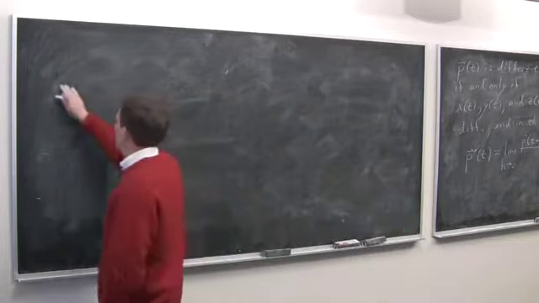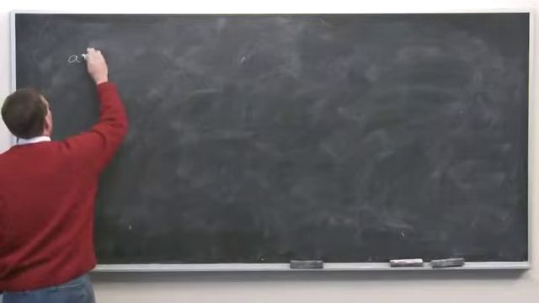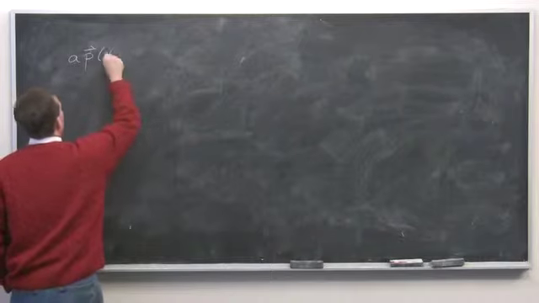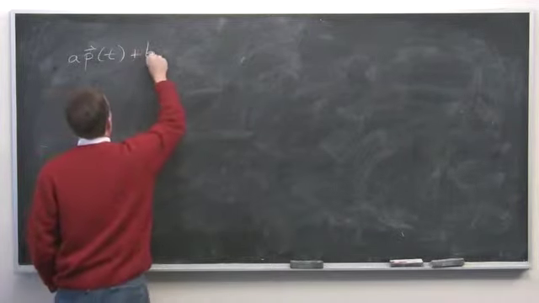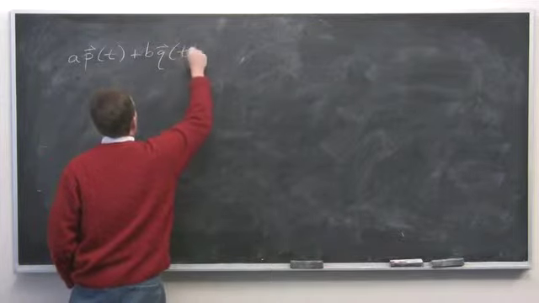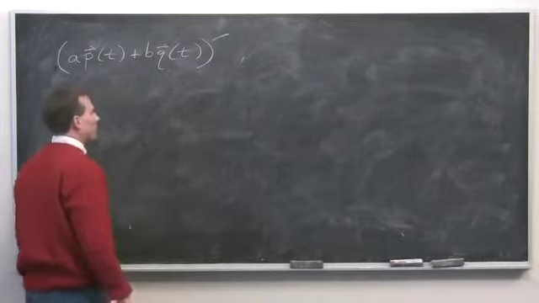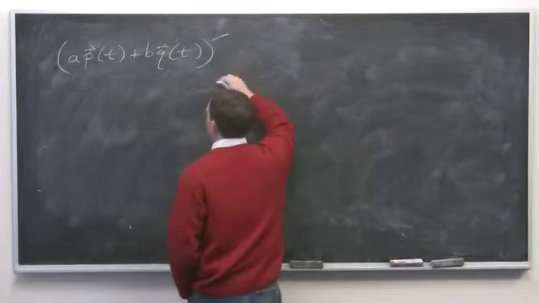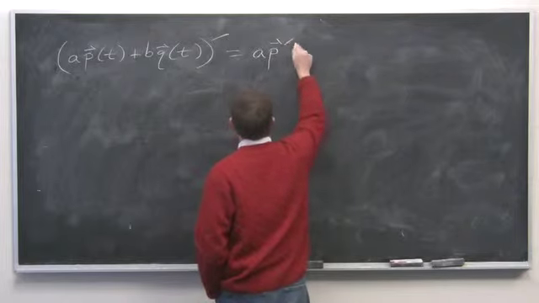Differentiation of vector functions has the nice properties that you're used to: if you have a scalar times one vector function plus a scalar times some other vector function, and take the derivative, you can pull out the scalars and split up the sums. So differentiation of vector valued functions is still linear.